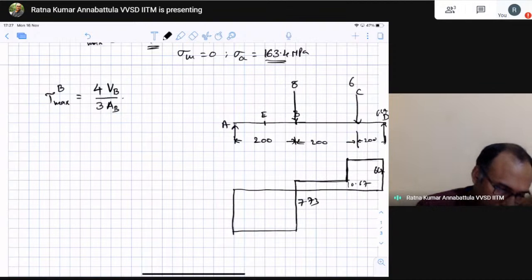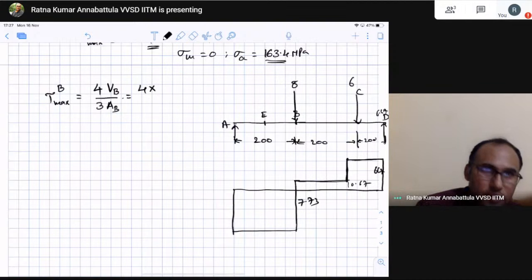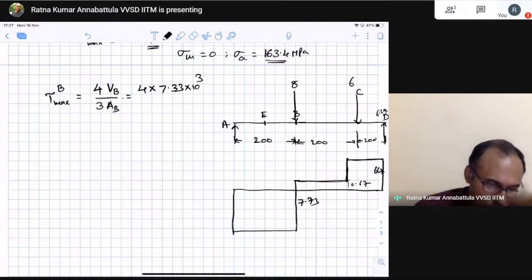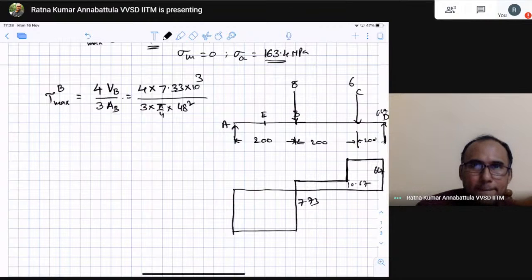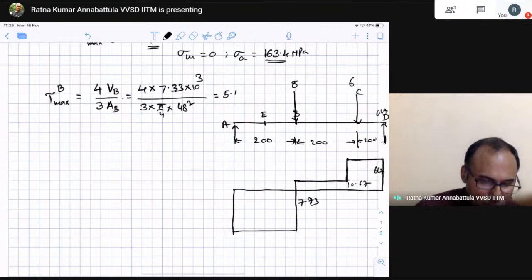So at B, 4 times your VB is 7.33 kilonewtons. That means I have converted into newtons by multiplying with 10 cube by 3 into by 4. D is 48 square. That comes out to be 5.4 MPa.